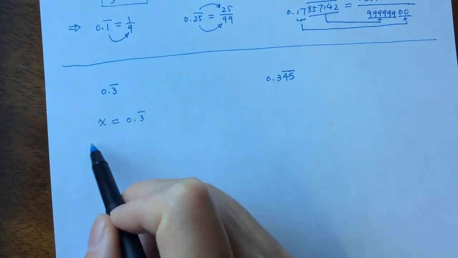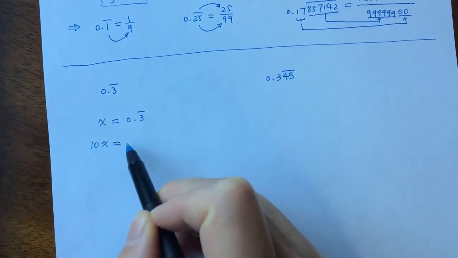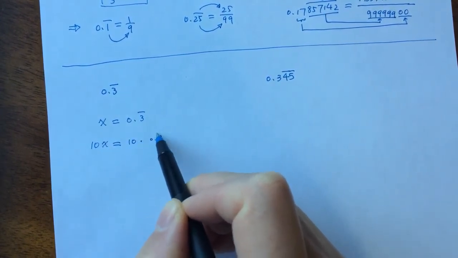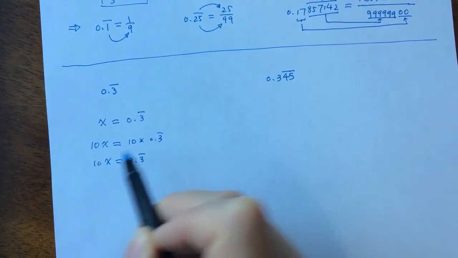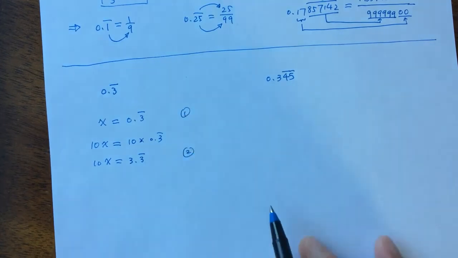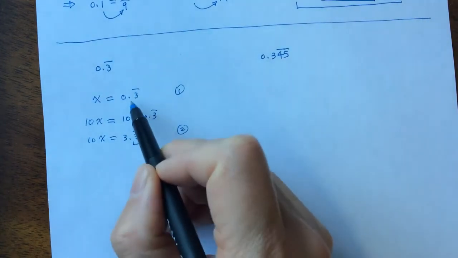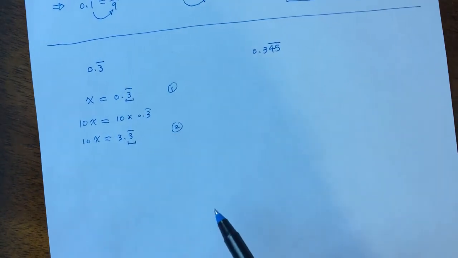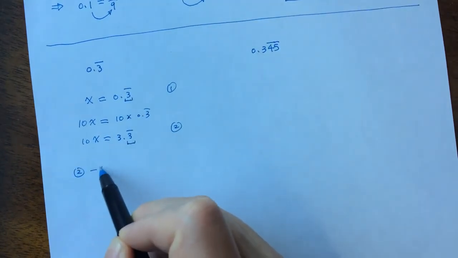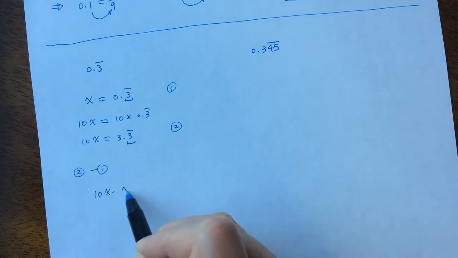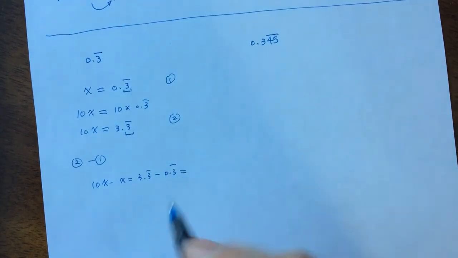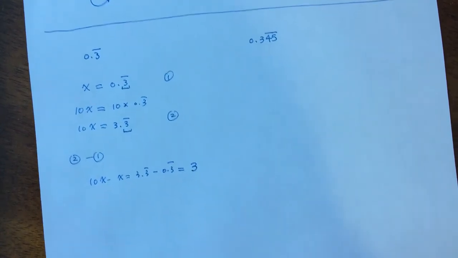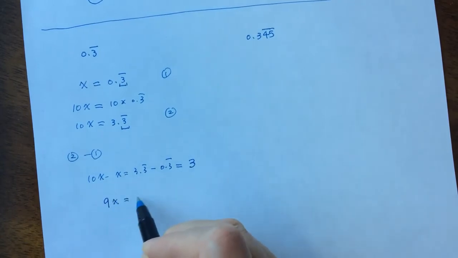For this one, if I multiply 10 on both sides, that means 10 times 0.3 repeating, and this is 3.3 repeating. So this is 10x. Now if you look at 1 and 2, you can see this is exactly the same repeating decimals with the same number of repeating blocks. Then if you take 2 minus 1, you have 10x minus x equals 3.3 repeating minus 0.3 repeating. Then you can cancel that repeating block, which leads you to 3. So that's why you have 9x equals 3, and x equals 1 over 3.